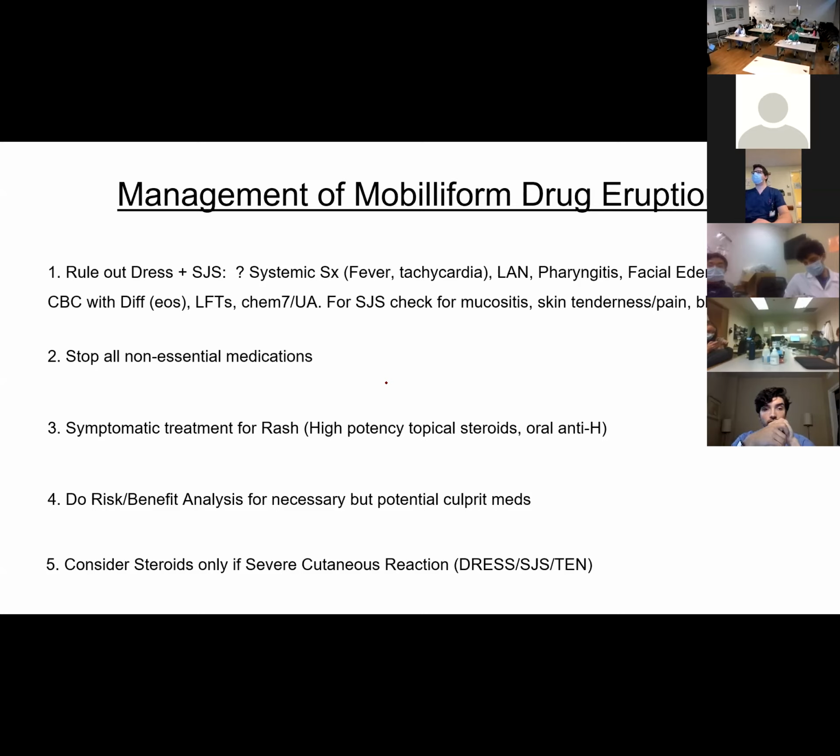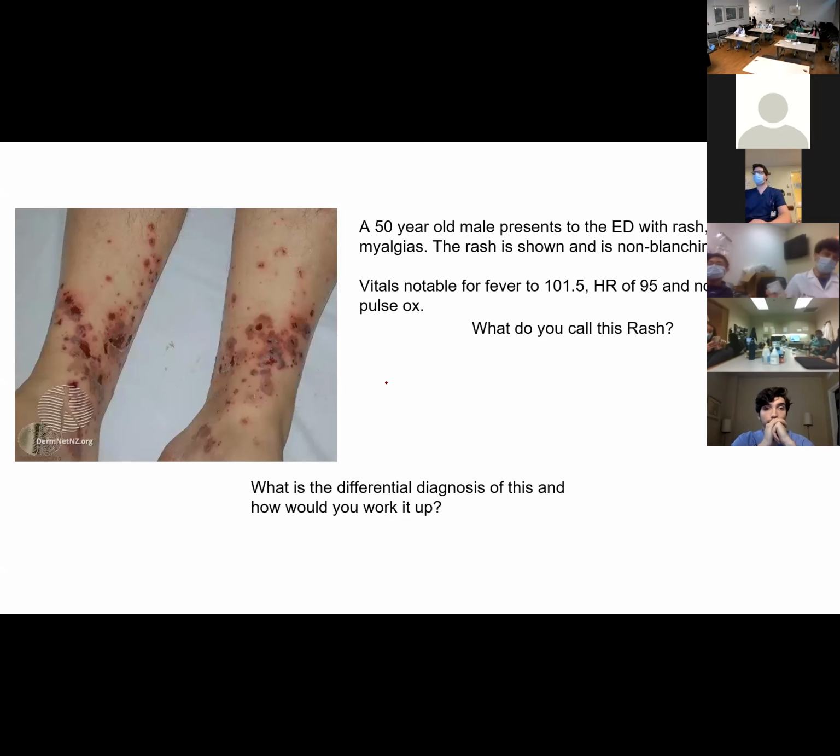And obviously those patients need a burn unit, and you need to really think about how much fluid losses they're getting. So they're probably going to need pretty aggressive fluid management, and then also really good monitoring for secondary infections. All right. I think this is the last one we have time for.